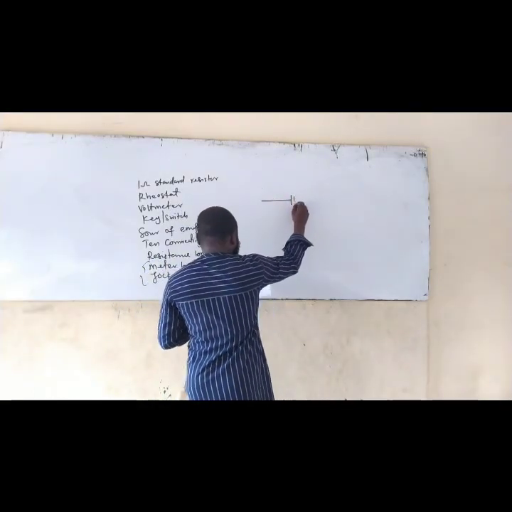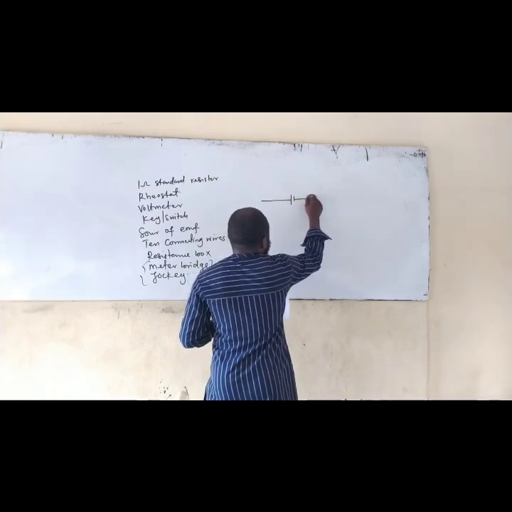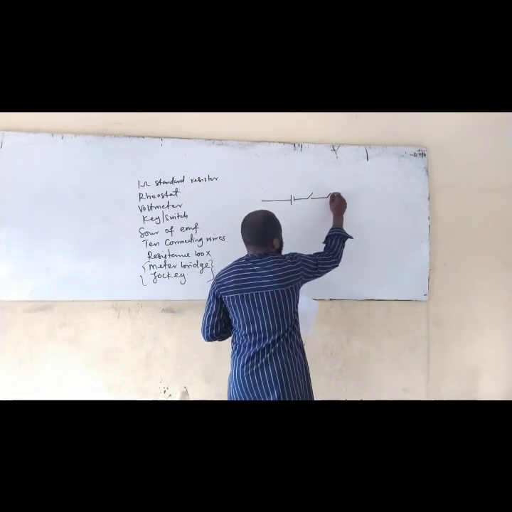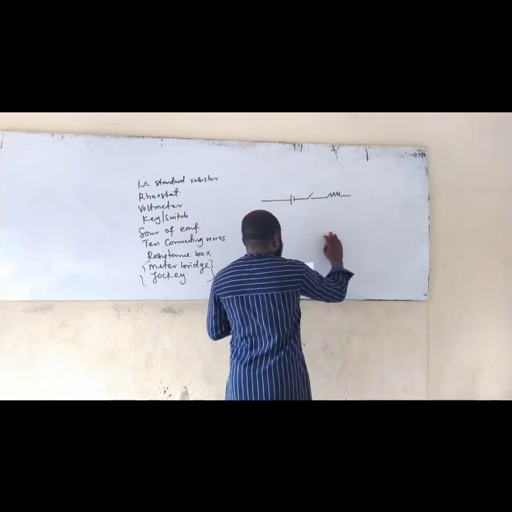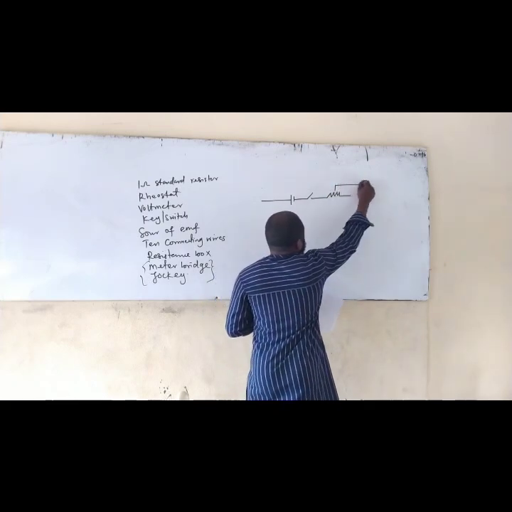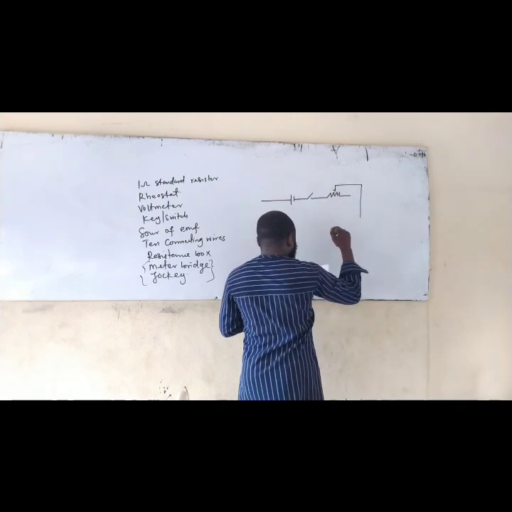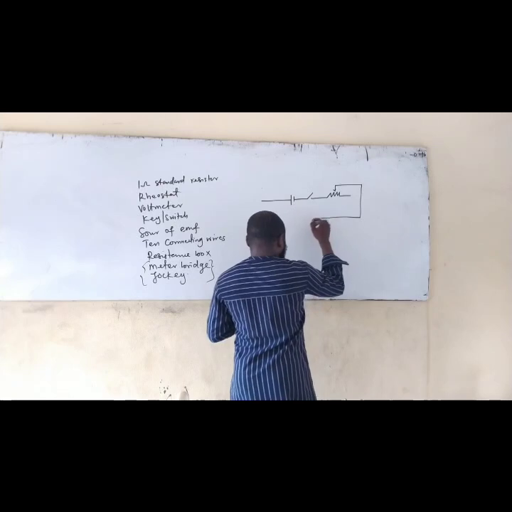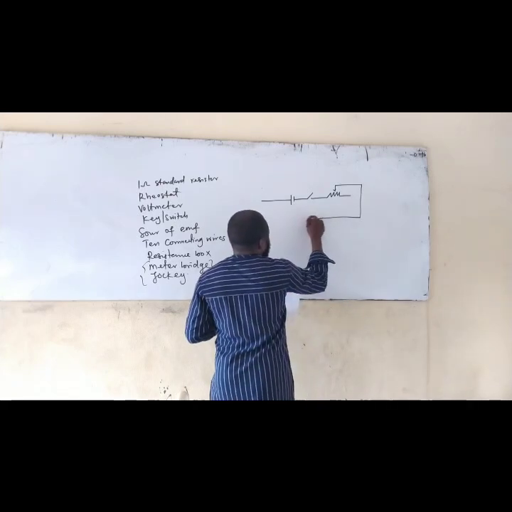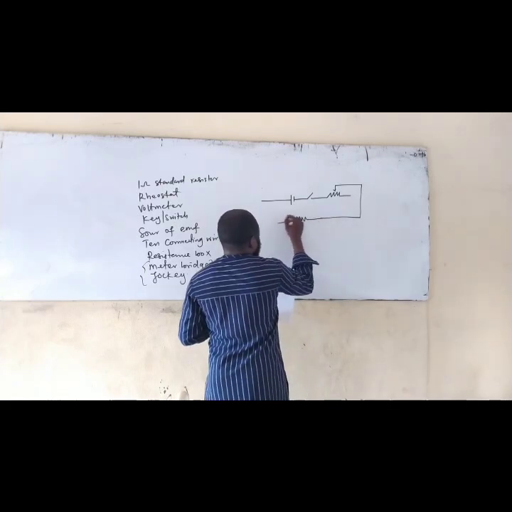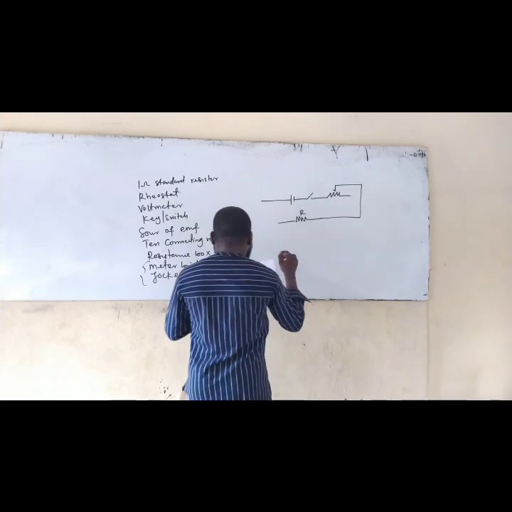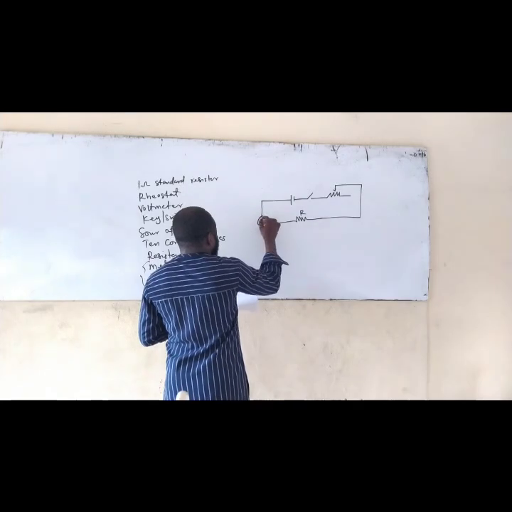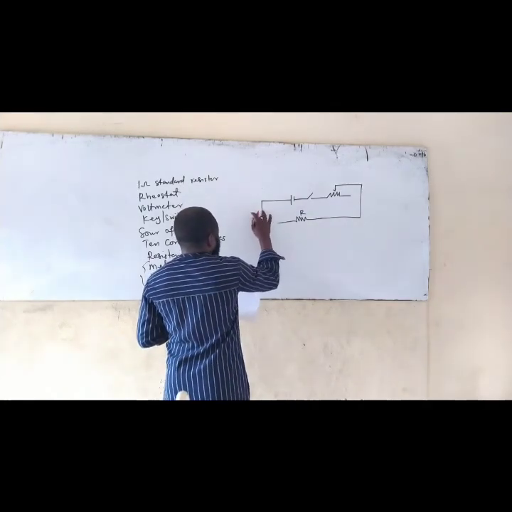If I have a cell and I connect this cell to a key, and this key is connected to a rheostat, and the rheostat is then connected to another resistance. Let's say this is resistance box, and then here I have what? An ammeter that is connected in series.